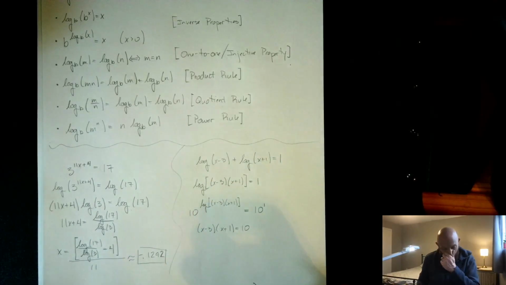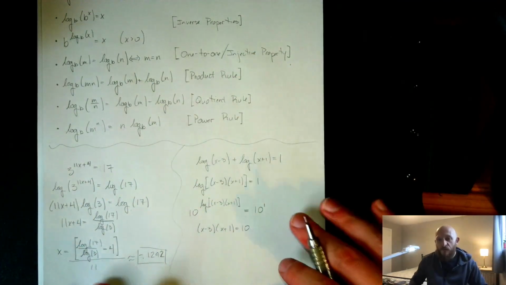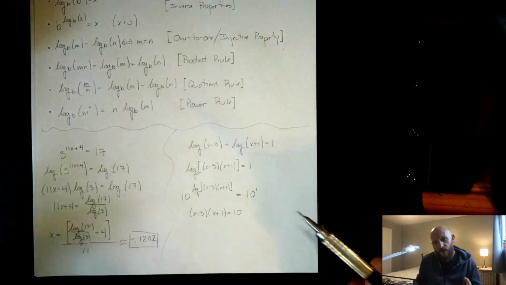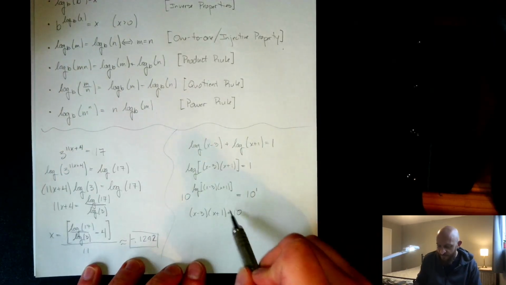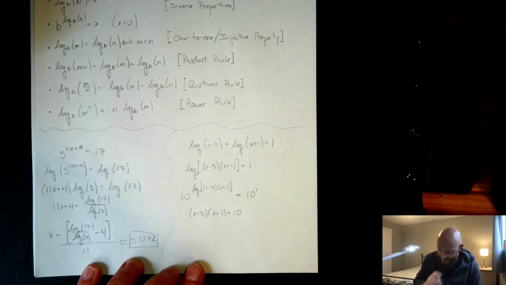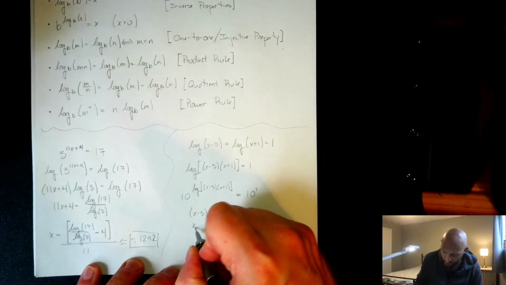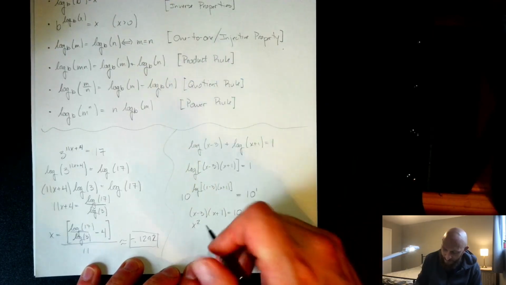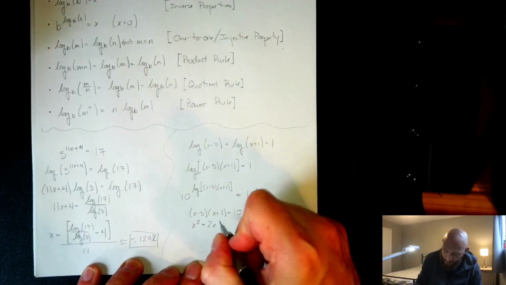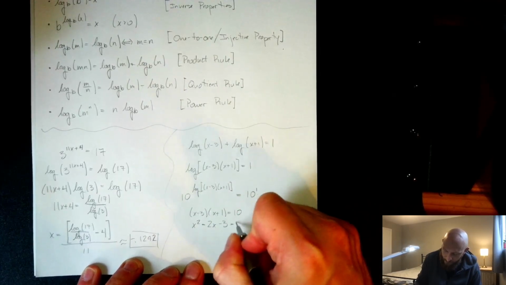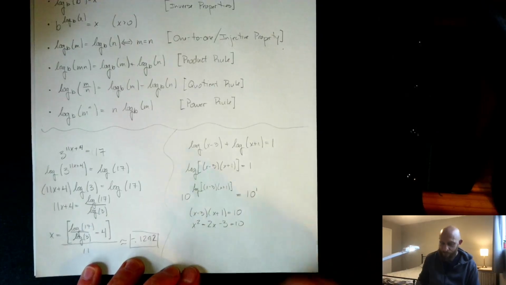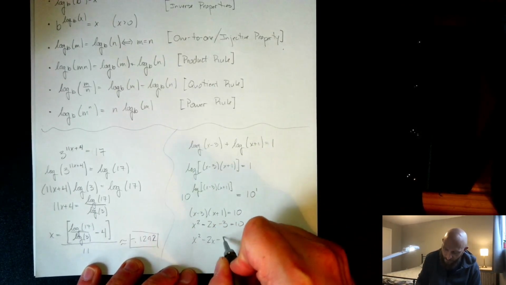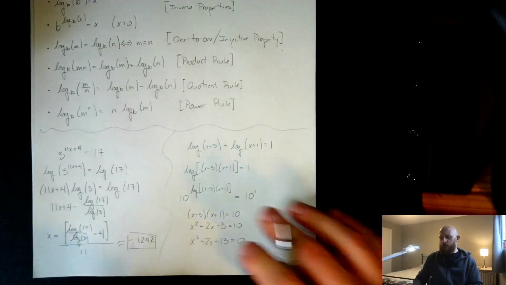So now we're at something that you're probably really familiar with solving at this point. This is going to end up being a quadratic. So we need to FOIL out the left-hand side and solve this thing. The left-hand side is going to become x squared minus 3x plus x, so minus 2x minus 3, equals 10. So x squared minus 2x minus 13 equals 0.